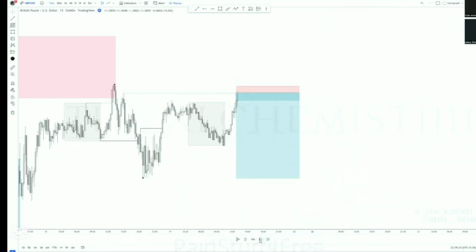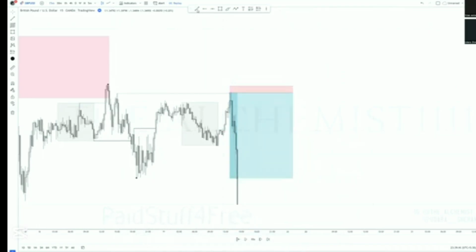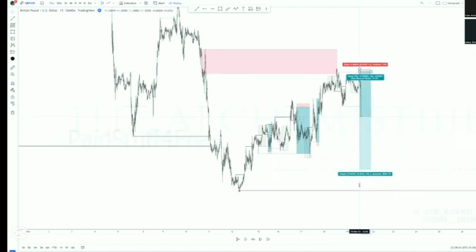But us, what are we doing? We're selling it. There comes the momentum. Boom, into the external range liquidity. So now what do we do? Now you take off around 40% and then leave the rest into the external range liquidity of the 4 hour.